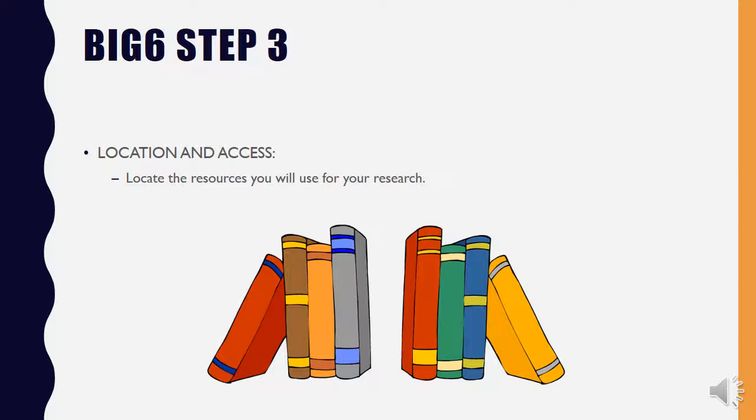Step 3 is location and access. In this step, you will need to locate the resources that you will be using, which means doing things like checking out books from the library, accessing specific websites, reaching out to people that can help you.